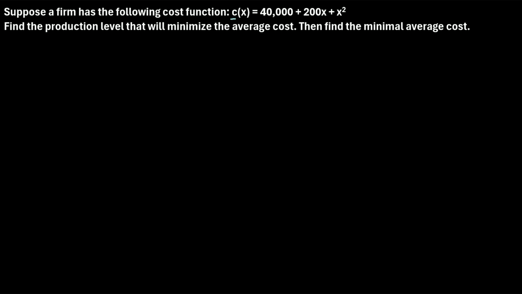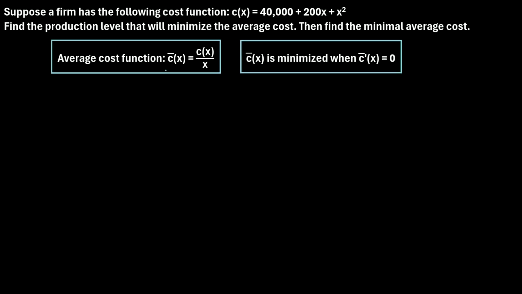So when we are given a cost function, like this function right here, here's how we can find the average cost function. The average cost function, denoted as C of x with a little bar over the C, is simply equal to the cost function divided by x. Now, the average cost function is minimized when the first derivative of the average cost function is set equal to 0. So let's start by finding the average cost function.